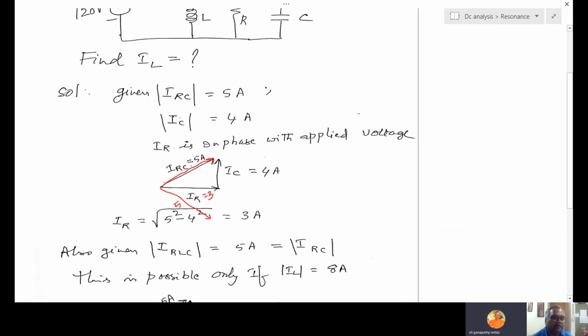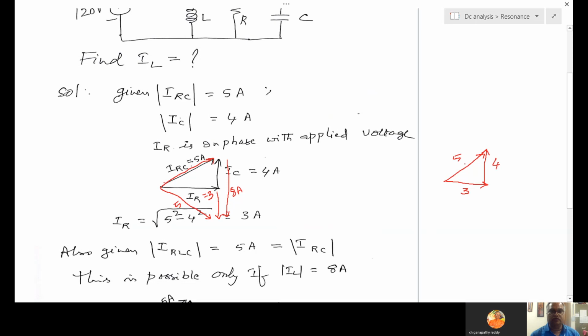When can this be 5 amps? If there is a current of 8 amps. So out of this 8, 4 cancel. How much remaining? 4. So now it is matched. So originally this is 3, this is 4, and this total length is 5.